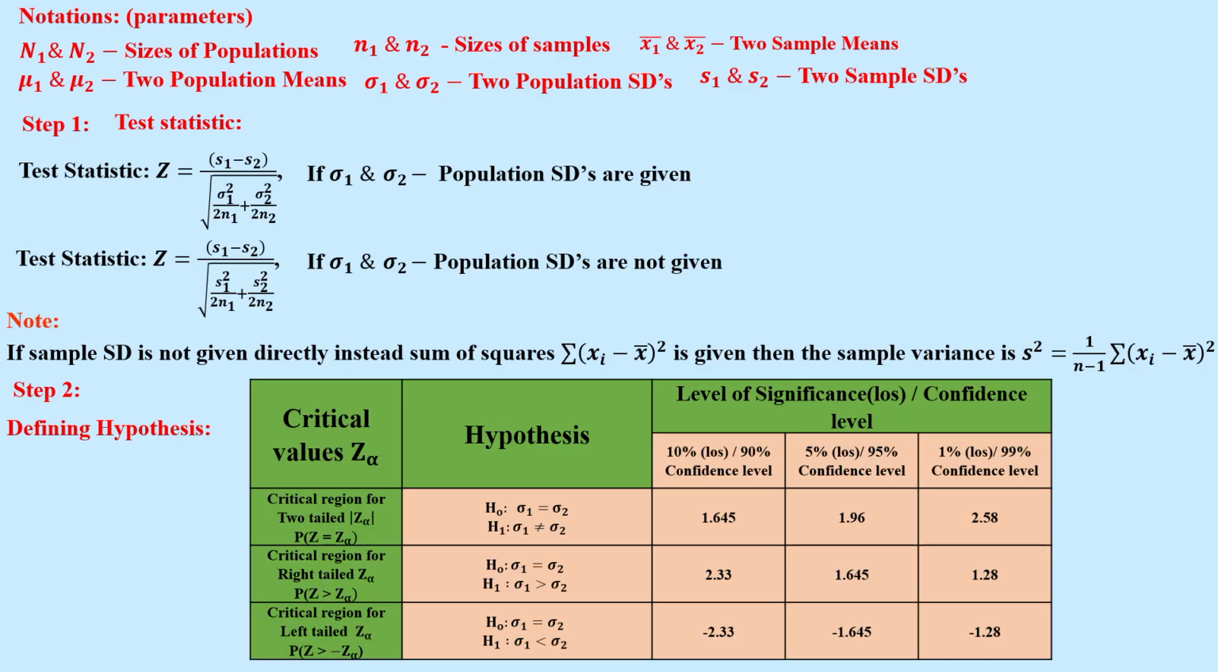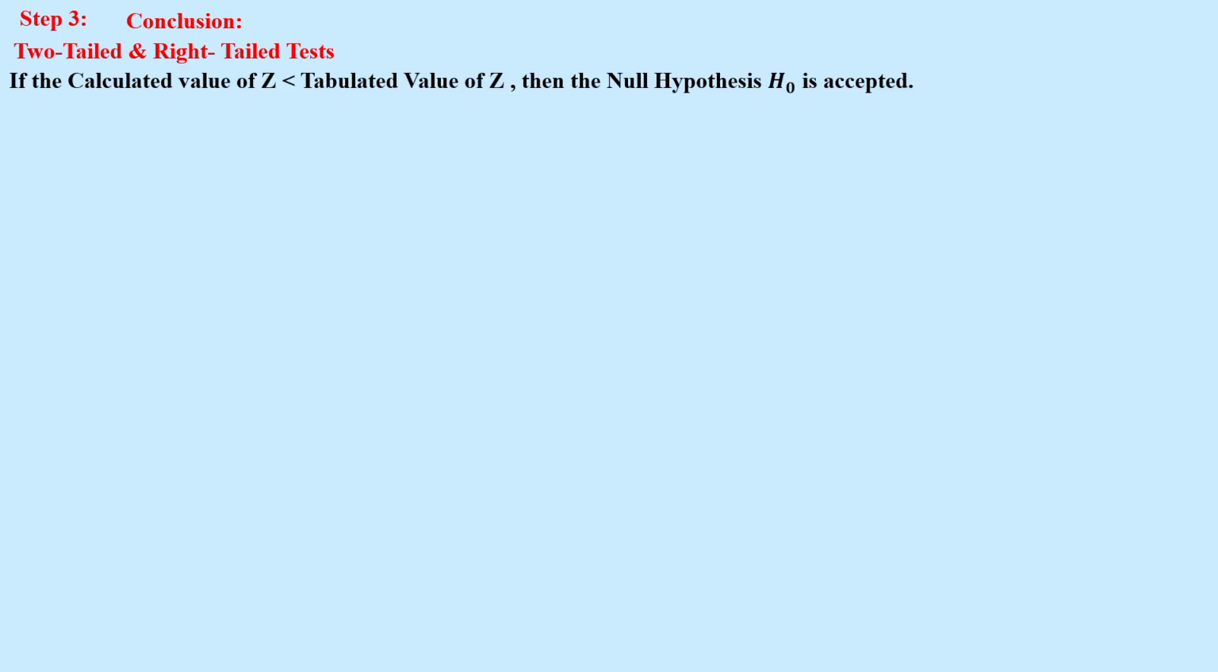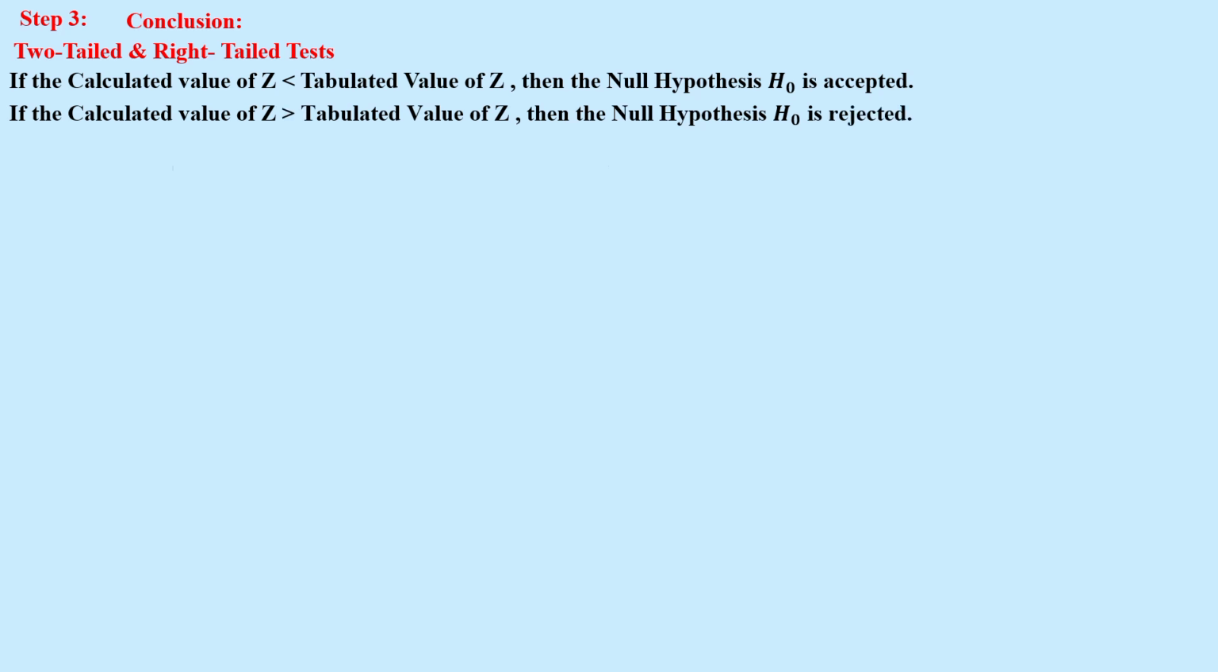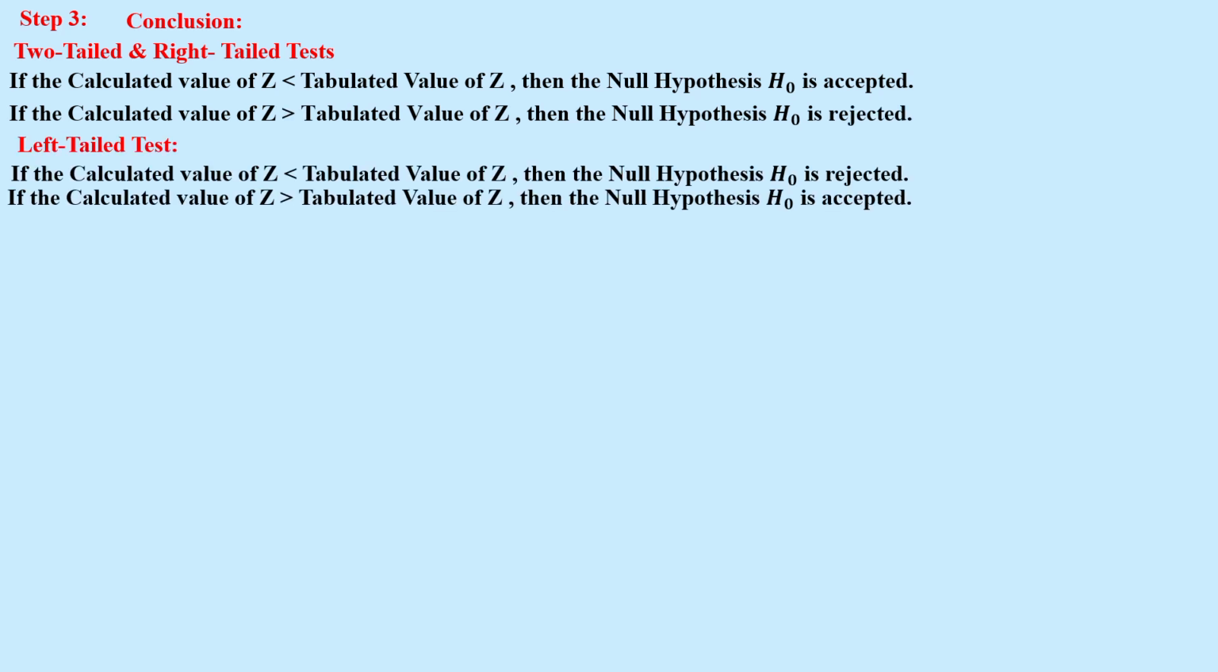Defining the hypothesis, we know the standard result. So two tail, right tail and left tail, the table value is always the same, right? Step 3, conclusion. Same as before, if the calculated value is less than the tabulated value, then H0 is accepted. Greater than means, if it is the other way, H0 is rejected, right? So the procedures are the same as the previous test.